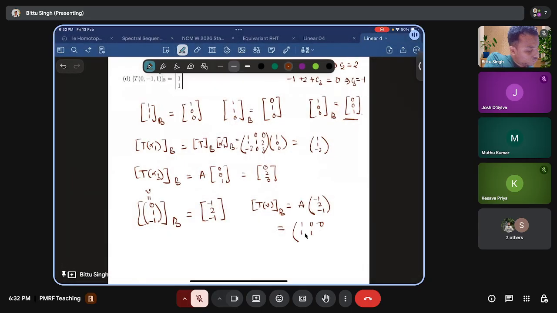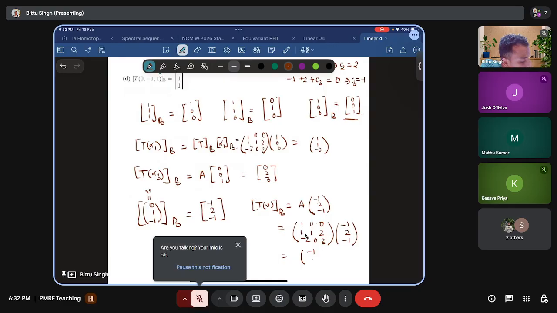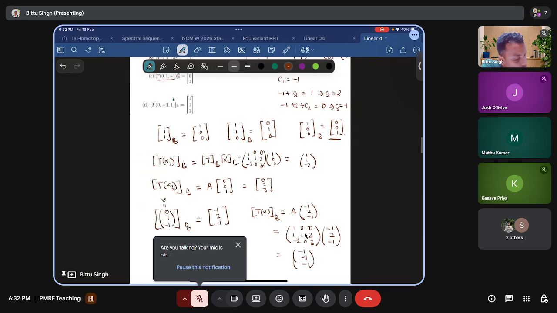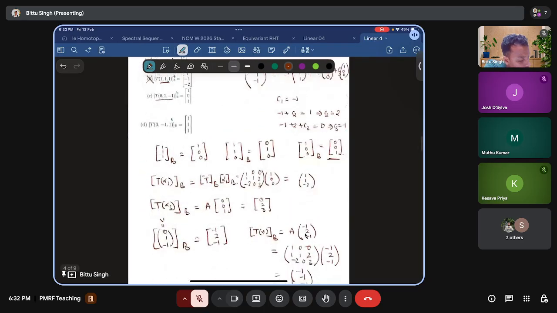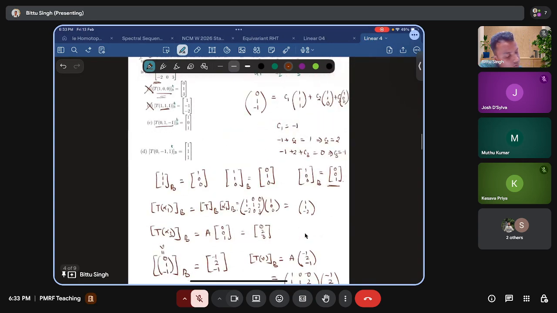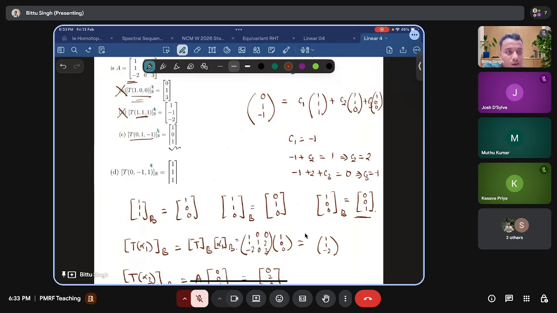A is 1 0 0, 1 1 2, minus 2 0 3. So if you multiply this with minus 1, 2, minus 1, what will you get? It is simply minus 1, then minus 1 plus 2 minus 2, again minus 1, then plus 2 0 minus 3 minus 1. So in this case the answer should be minus 1, minus 1, minus 1, but it is 1 0 1, so this is again not a correct answer, so C is false.